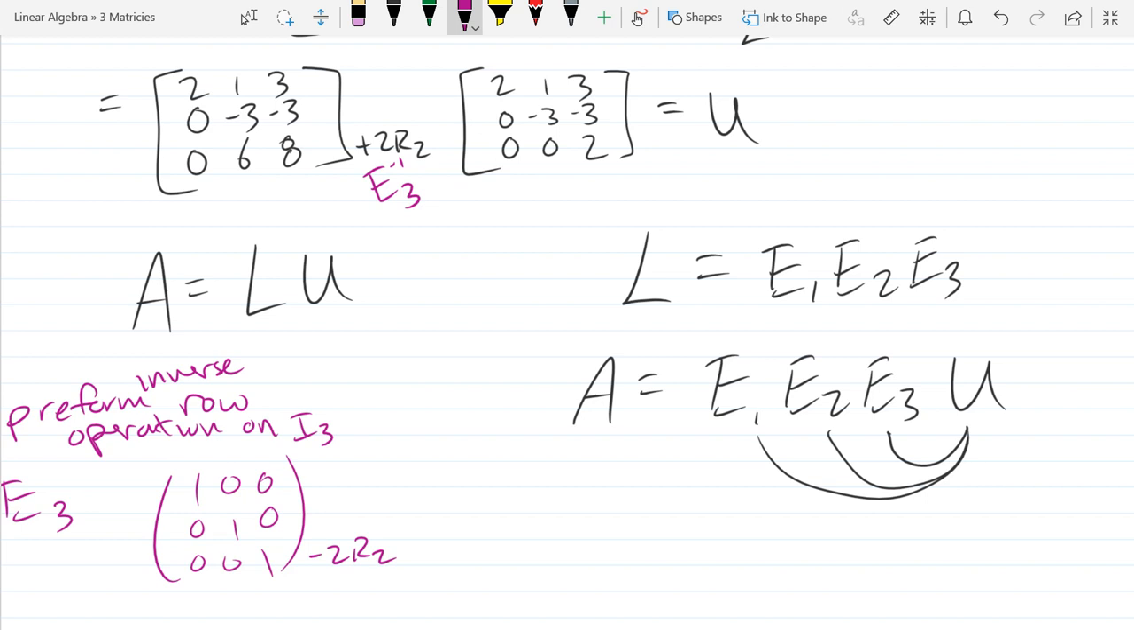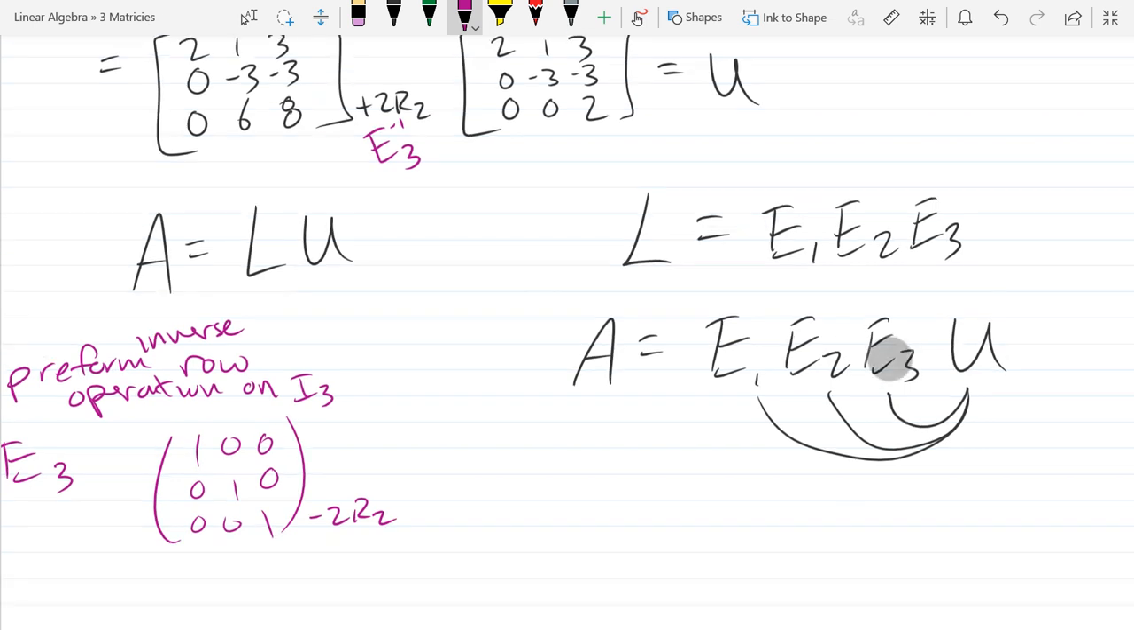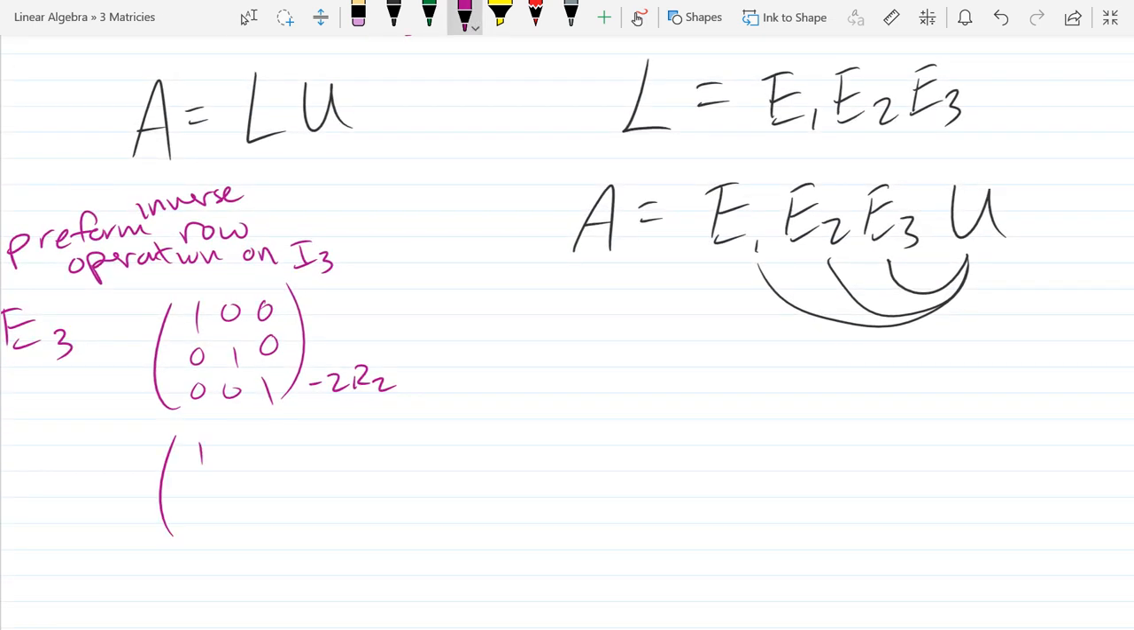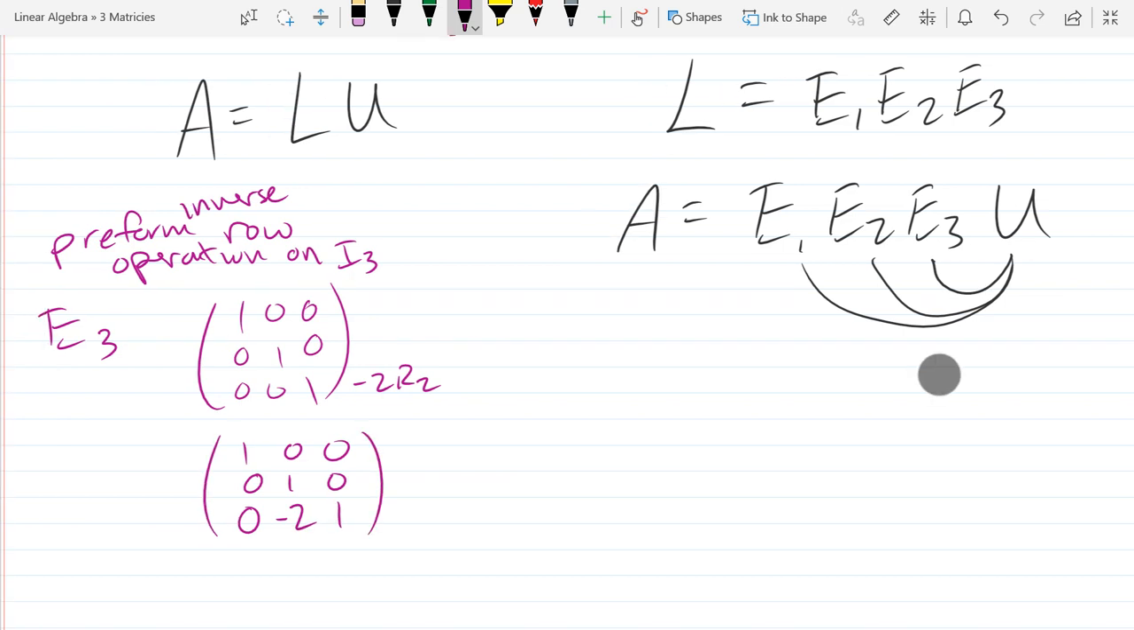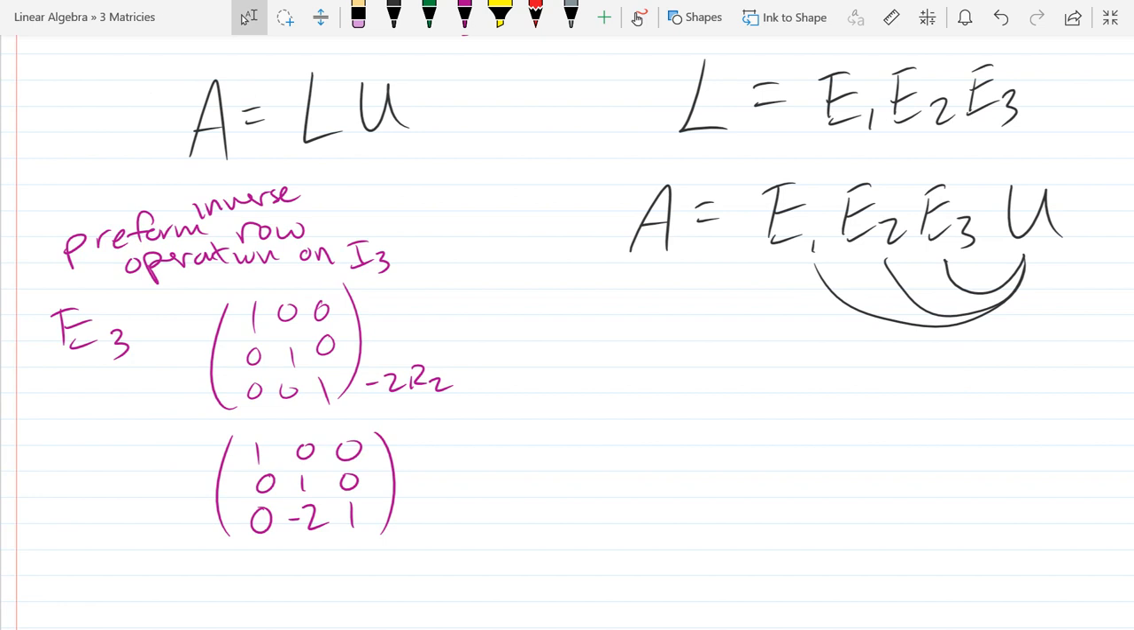So take your identity, perform the opposite operation. So I'm unadding 2 row 2. So I have the same first two rows, and then 0, negative 2, 1. So that's E3. So we just took care of E3. Now we're going to go back one more step and figure out what is E2.